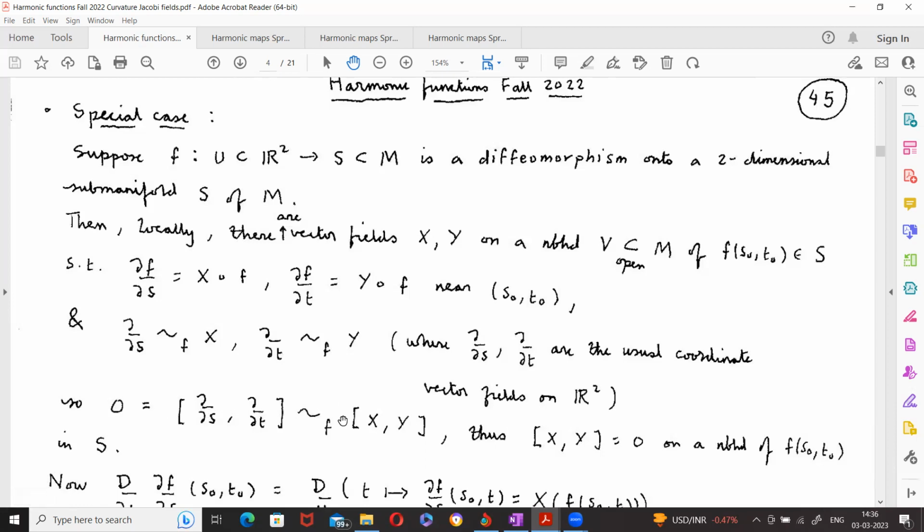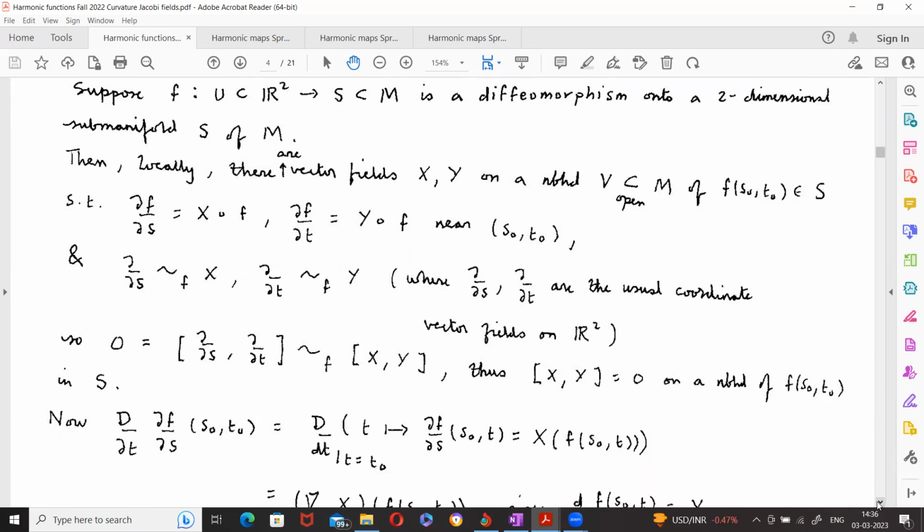So that means that the bracket [X, Y] is f-related to 0, right? So that means that the bracket of X and Y is 0 on a neighborhood of this point f(s0, t0) in the submanifold S, right? So in the submanifold S, these two vector fields commute, all right? X and Y are tangent to the submanifold S, and their bracket is 0 in S, okay?